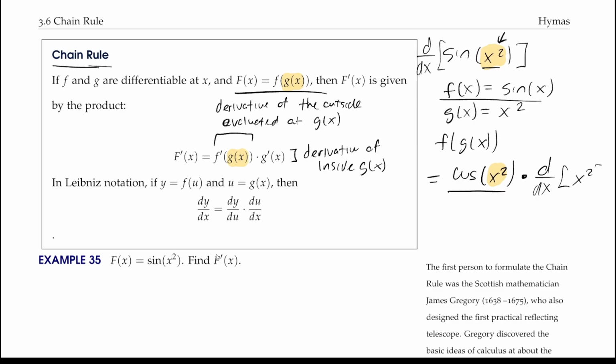In this case, that's the derivative of x squared. You should by now know how to take the derivative of x squared. That is 2x, and then we have cos of x squared, okay? And so that is the outside derivative evaluated at the inside function, and then the inside derivative. We multiply them together.